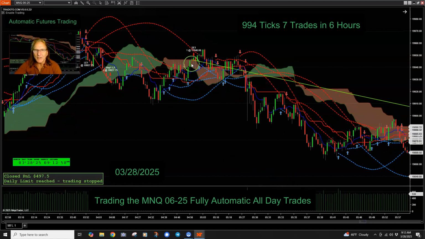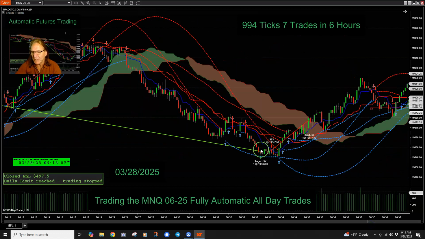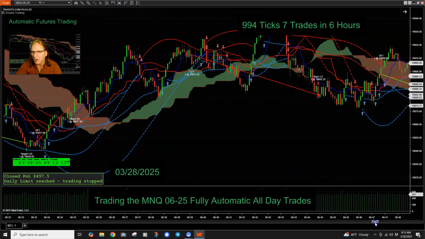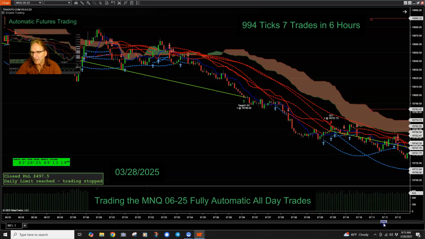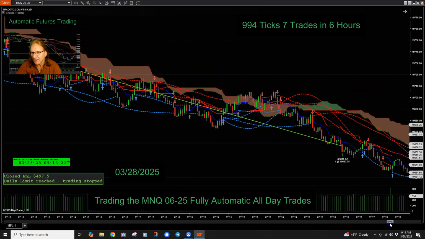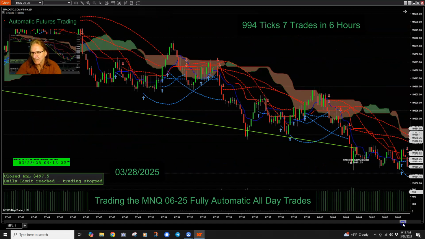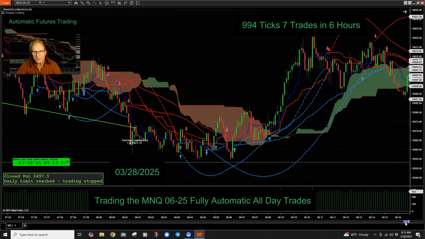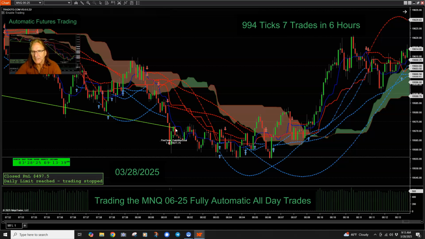No. Then we went short here, and that was a good trade. You can see it'll trace to its target. Boom. Then we went short again, stopped out. Then we had a long entry and stopped out. Then we had a short entry and hit target. And then we had another short entry and hit target. And then, boom, we had another short entry and fire close, daily max P&L right there. I'll put it over here so we can see it. Fire close, daily max goal, automatically the trading stops.